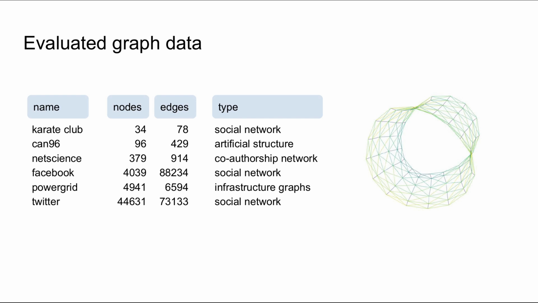We used 6 graphs of various sizes and structures to compare the techniques. 3 of them are social networks and 1 is an artificial network shown here on the slide.